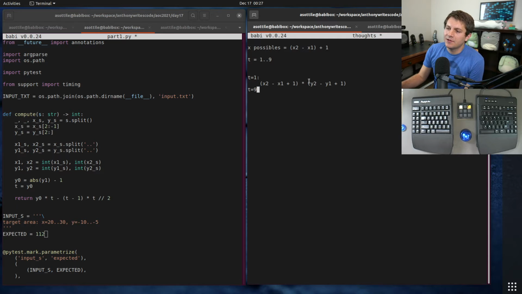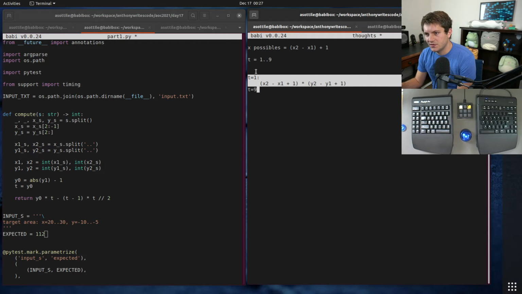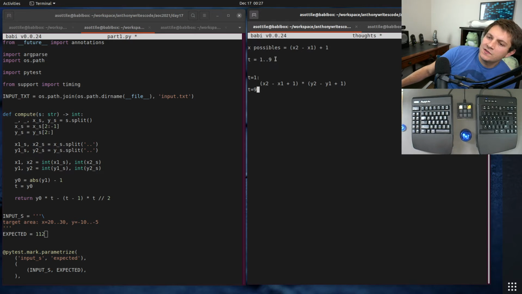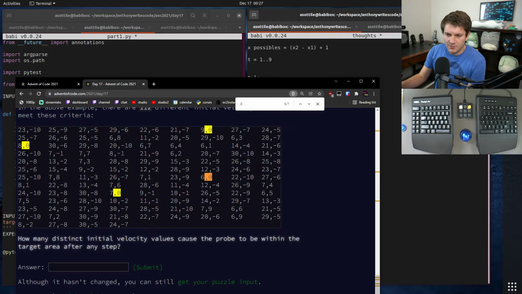Okay, so we know how many there are for 1 second insta shots. I thought we knew how many there were for t equals 9. I expected it to be 1, but it is not 1. It is 2. How do we figure out whether it's 2 or not? I guess we figure out what happens with a velocity of 7.